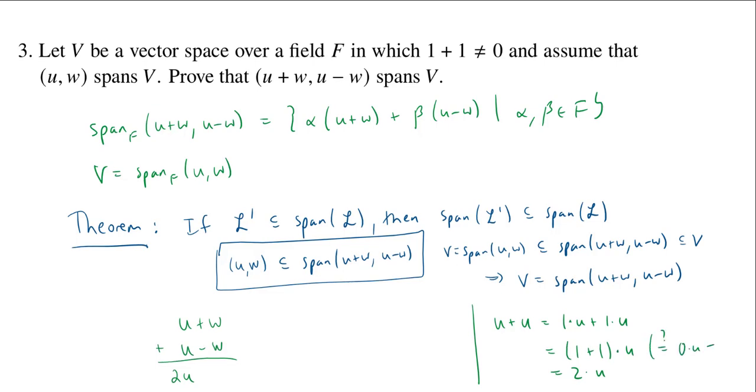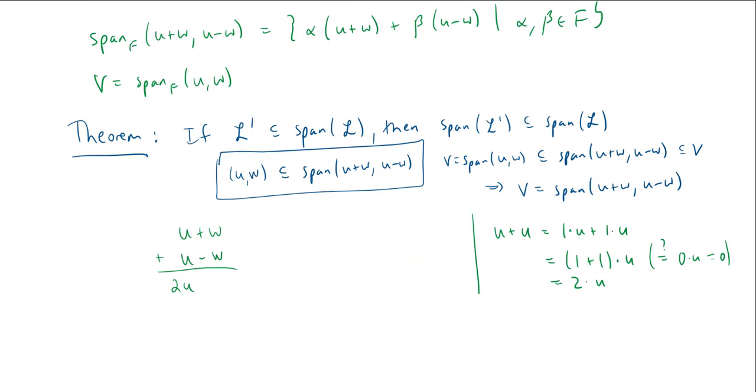0 times u, which is equal to 0. And that wouldn't help me very much. That actually is not what I want to get here. I'm trying to actually, at the end of the day, get some non-zero multiple of u. So that would be really bad. But we get to assume that that doesn't happen. So 2, which is 1 plus 1, is not 0. And that means it's going to have an inverse. Okay, so here I was able to get 2u. But 2 inverse is an element of F because 2 is not 0.